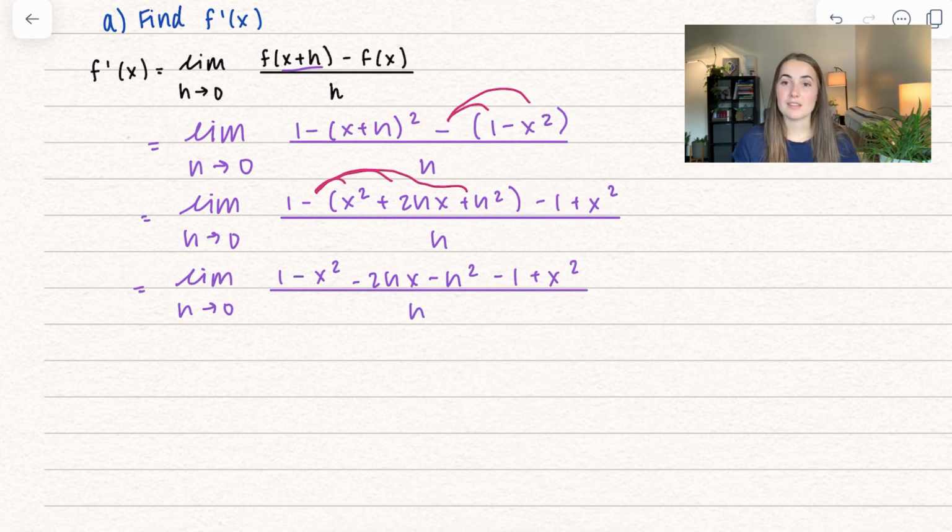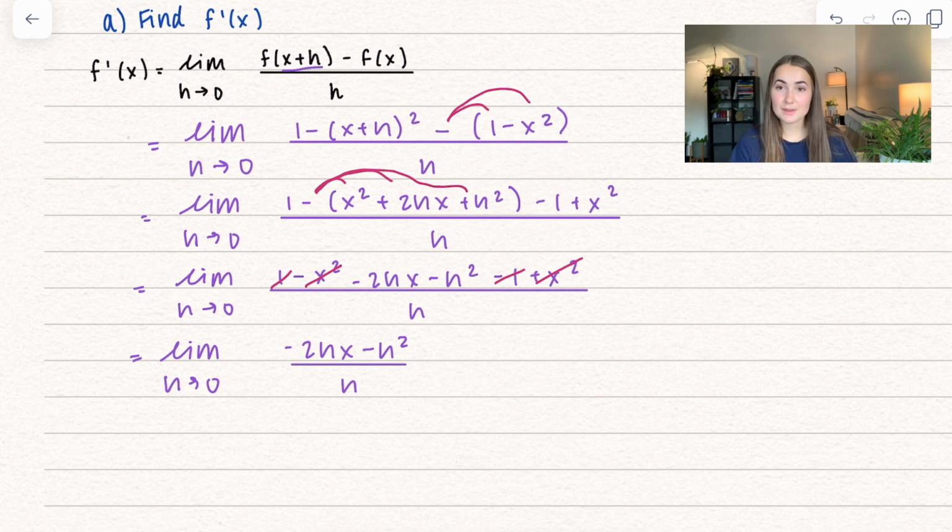So once we get this part completely simplified out, we always want to look for terms that are going to cancel out. That's usually the point of this, is we get stuff that cancels. So here I notice my 1 and my negative 1 cancel out, along with my negative x squared and a positive x squared. I'm going to go ahead and rewrite this.